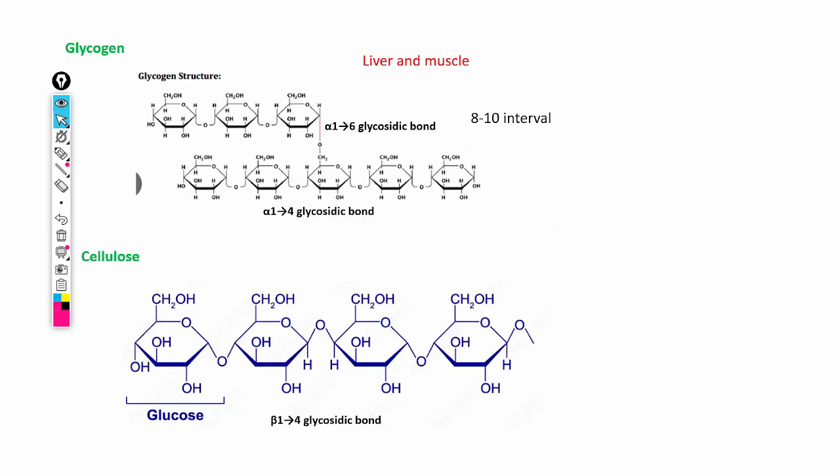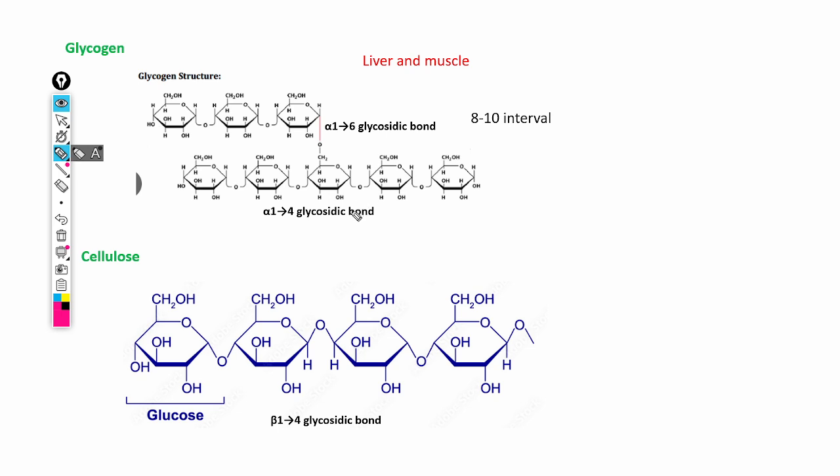Now come to glycogen. So what is glycogen? Glycogen is the storage form of glucose in animals. Like in plants, the storage form of glucose is starch, in the same way, in animals, the storage form of glucose is called glycogen. Here in glycogen, again the same structure, amylose and amylopectin, are present.